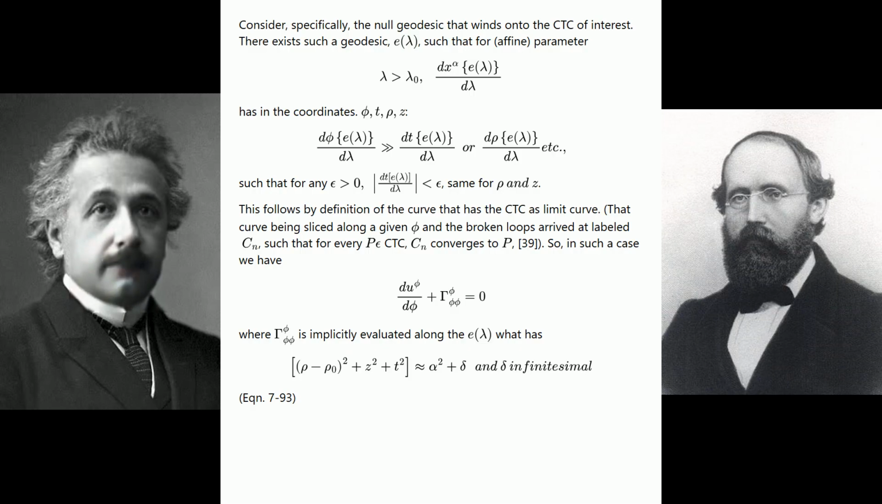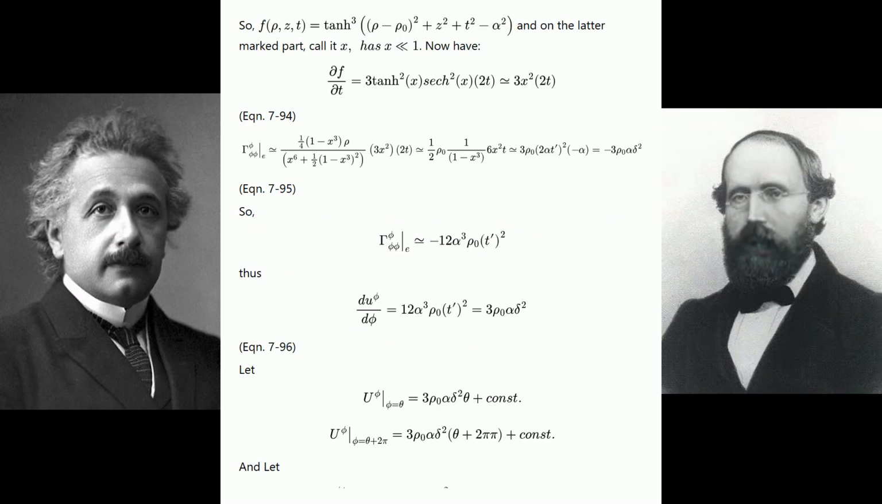Equation 7-93. So f of rho, z, t equals the hyperbolic tangent cubed of rho minus rho sub 0 squared plus z squared plus t squared minus alpha squared, and on the latter marked part, call it x, h of x is much less than 1. Now have equation 7-94. Equation 7-95. So, see the equation shown.